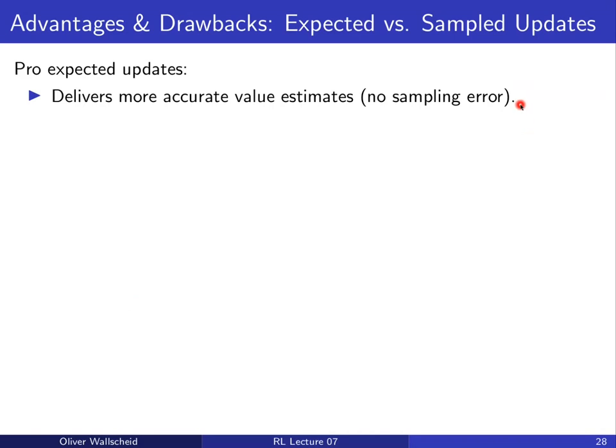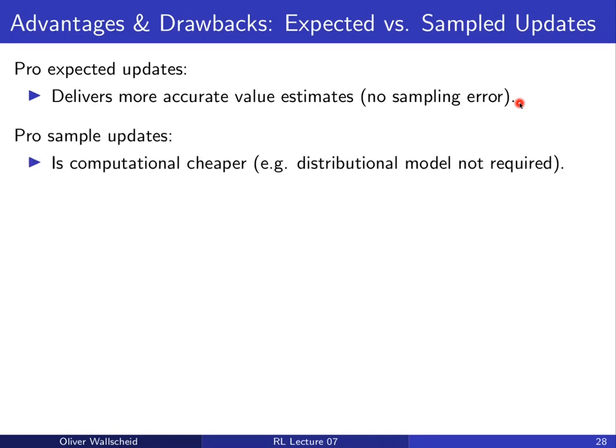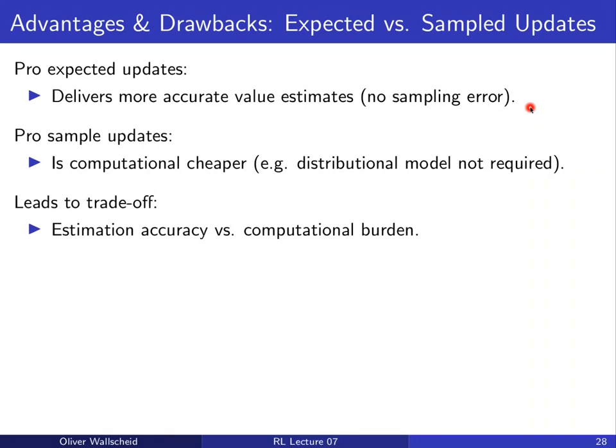Regarding the expected updates, of course, we have a more accurate value estimate because we don't provide any sampling error due to variance problems. However, the sample updates are, of course, computationally much cheaper. We don't need to provide any distributional model, and we also don't have to evaluate that distributional model during runtime. Therefore, if we compare these two arguments here, we can state that the question regarding expected and sampled updates in the Dyna framework, but also in general, is basically an estimation accuracy versus computational burden trade-off, which will then both interact with the overall learning speed and learning performance of a given algorithm.